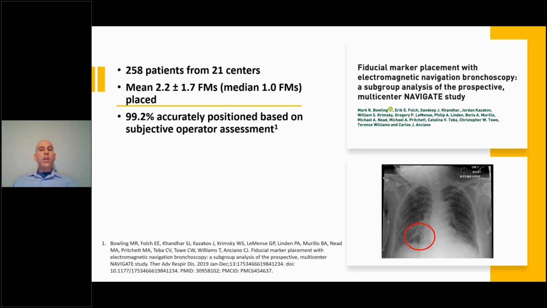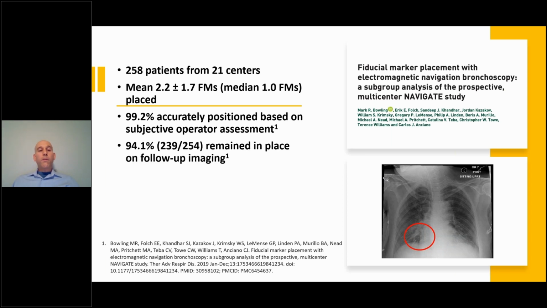And this is one of the challenging things about placing the markers, the subjective assessment. So 99.2% were subjectively placed appropriately, but of course, as I show you here, that may only be on a portable X-ray, while the patient is just waking up from anesthesia. There hasn't been any literature yet looking at CT scans and how accurate we are based on just the CT scan as a follow-up. So it'd be something kind of interesting to study. But that being said, subjectively, we do a pretty good job of placing them correctly.